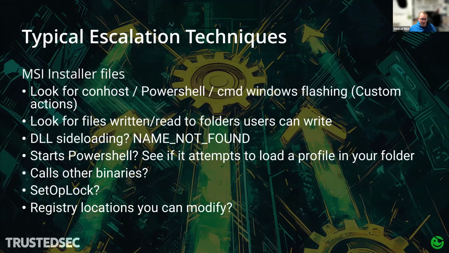So as I said, look for conhost, PowerShell, or CMD windows flashing. If you see a short pop-up on your screen, that is a good indicator, but also the process tree. Also look for files, what it writes to, reads. If there's folders you can write or read or change, that's very interesting. I would also look for NAME NOT FOUND. That's typically if it goes into a folder you have write access to, and it tries to load DLLs. That is interesting because that means you can place a DLL there and you can get code executed through that.